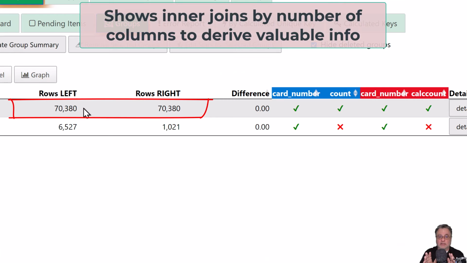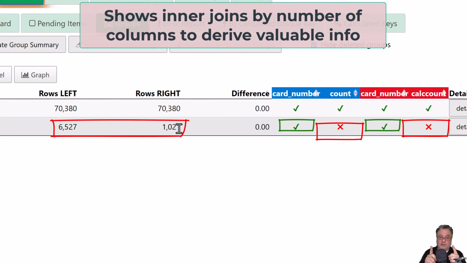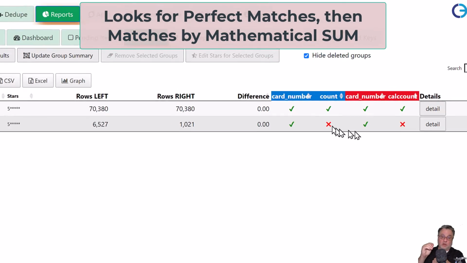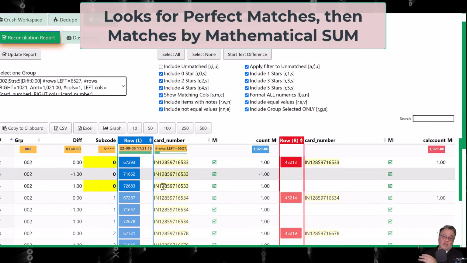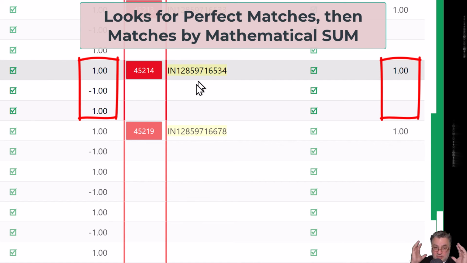Okay, we're now going to look at the inner joins. So the first row shows 70,380 on both sides, and that means that the first 2 columns on the left match the first 2 columns on the right perfectly. On the second row, only the first column matches on the left and the first on the right, but the second one only totals mathematically. So you have things where you have like 1 minus 1, 1 equals the 1 on the other side. And that is why you have a discrepancy. But what it's doing is at the same time, it's doing all the inner joins.